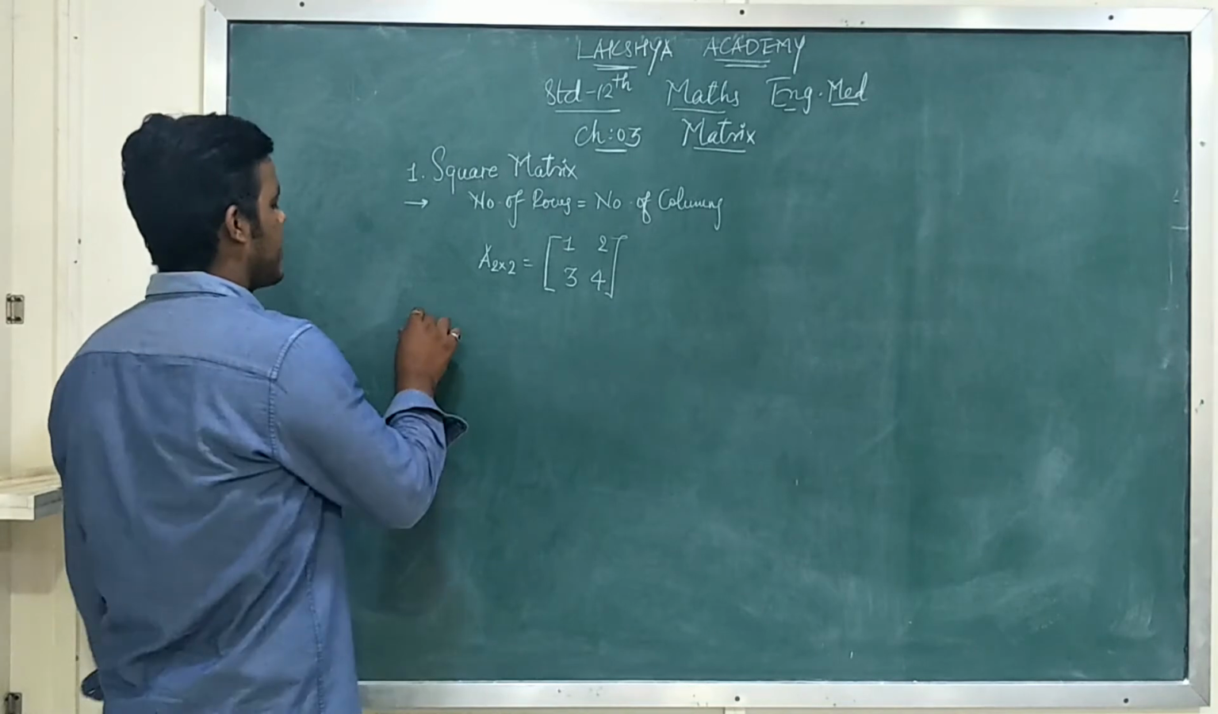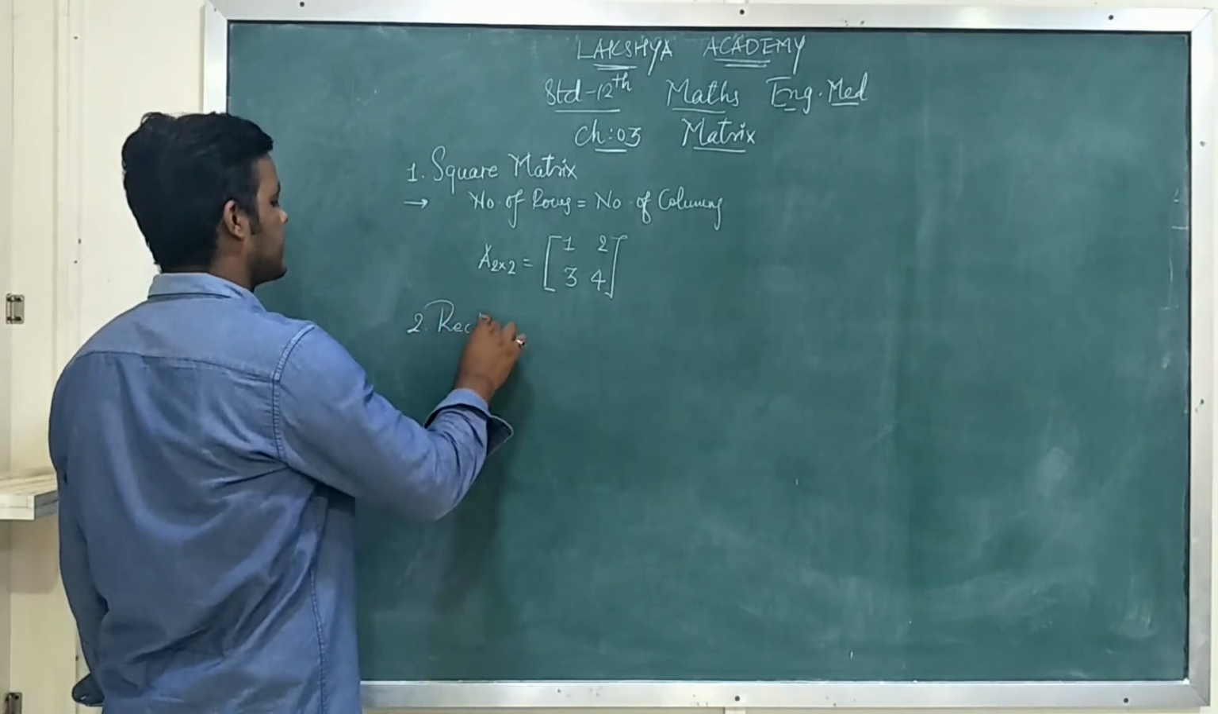Then the next type is the rectangular matrix.